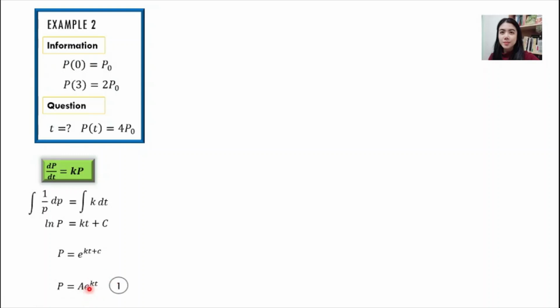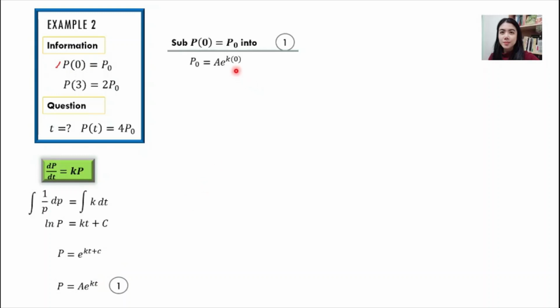Our next task is to figure out the value for the parameter A and the value for the parameter k. So how are we going to figure out the values of A and k? That is through the information that we have here. We're going to use the first information, that is P(0) equals P naught. We substitute P(0) equal to P naught into equation number 1, so your population is P naught, and your time here is actually 0.